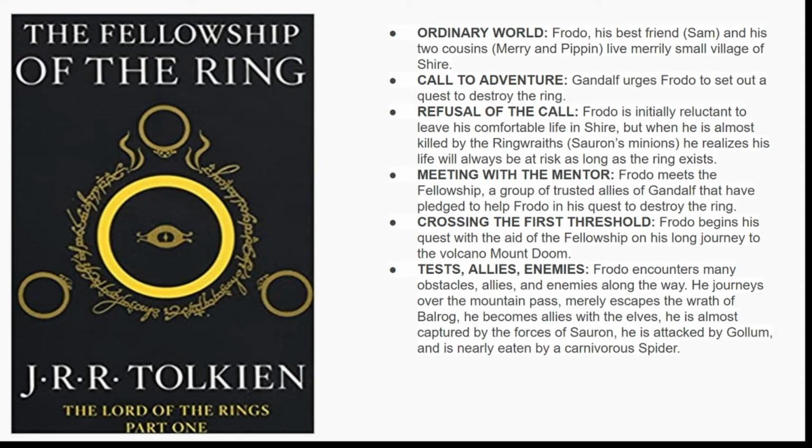Then there's crossing the first threshold. Frodo begins his quest with the aid of the Fellowship on his long journey to the volcano called Mount Doom. In Test, Allies, and Enemies, Frodo encounters many obstacles, allies, and enemies along the way. He journeys over the mountain pass, nearly escapes the wrath of the Balrog, he becomes allies with the elves, he is almost captured by the forces of Sauron, he's attacked by Gollum, and is nearly eaten by a carnivorous spider.